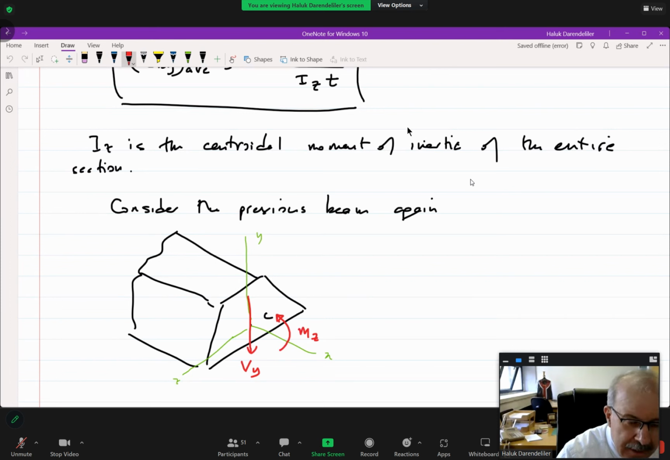Okay. Now, let us take two elements here. One at the top, somewhere here.